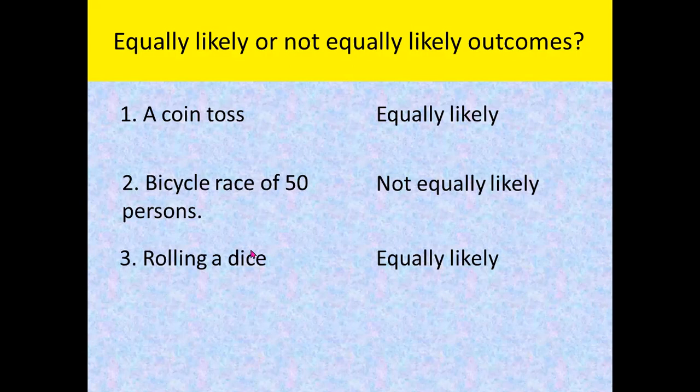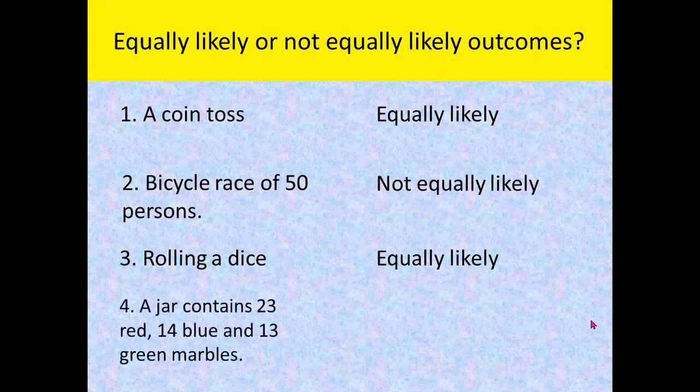Now, what about number four, equally likely or not equally likely? A jar contains 23 red, 14 blue, and 13 green marbles.